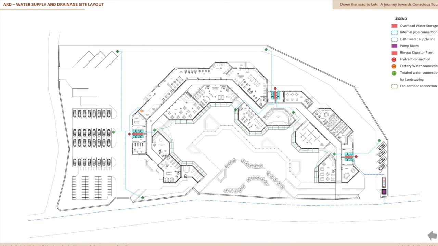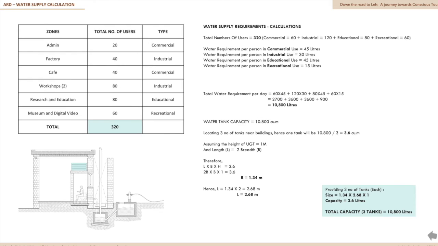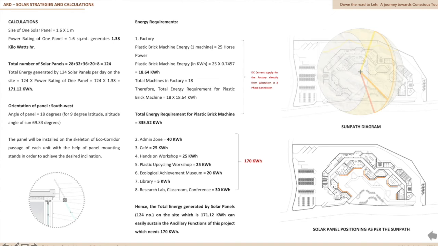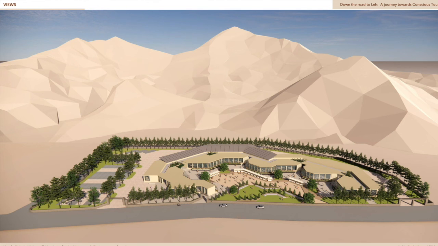The three toilet blocks are prominently placed towards the three ends of the building. This is the water supply calculation required for the building, required for the floating and in-house population of the building. This is the site services layout, which shows the overlaps of various services required for the building. This is the solar calculation catering to the energy requirements of the project.